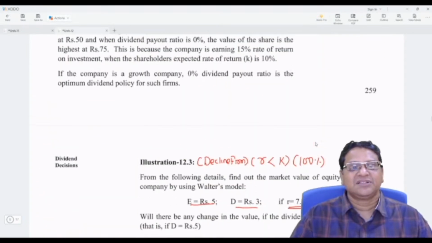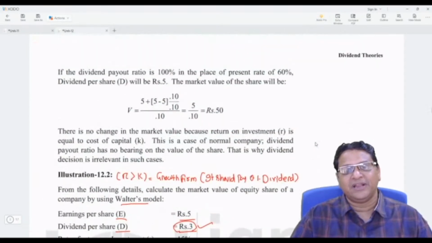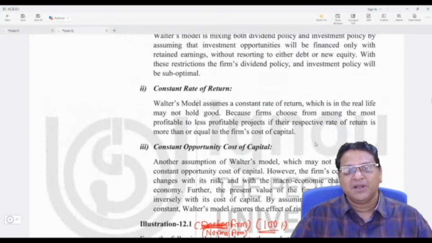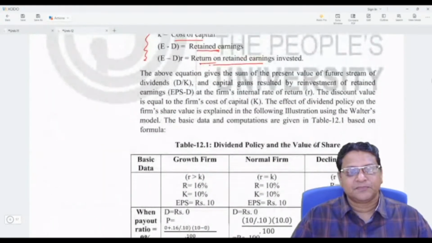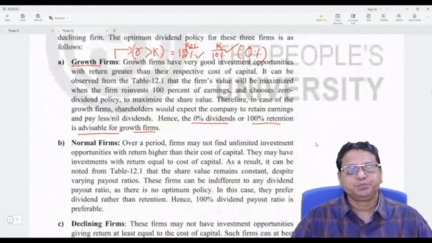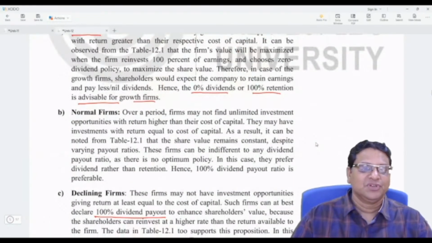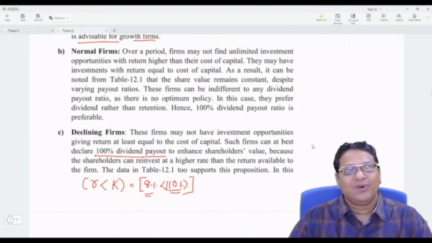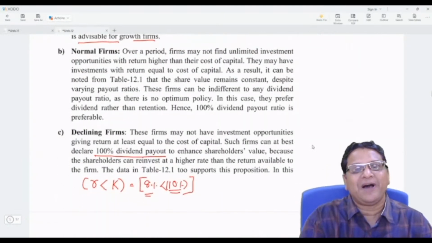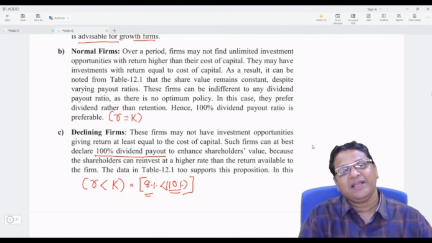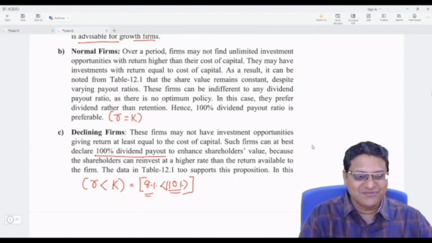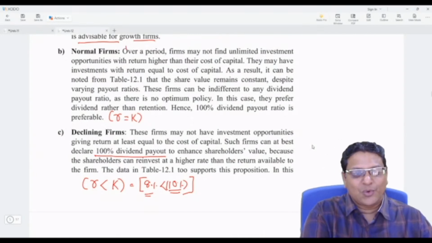Next, we will see the third case of Walter's model. The third case is the normal firm. So what is a normal firm? A normal firm is a firm where R is equal to K. What is R equal to K? In this case, the return on investment is equal to the cost of capital. R is equal to K.